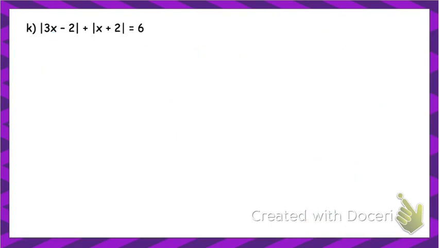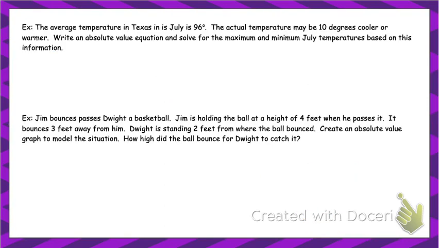All right, the last thing that we're going to look at are just a couple word problems and just some applications of these absolute value questions. So that first one says the average temperature in Texas in July is 96 degrees. The actual temperature may be 10 degrees cooler or warmer. So while you can probably tell what the highest and lowest temperatures would be based off that information, we do want to be able to show an absolute value equation, at least just to get in the habit in case we have different variables in the future, so we can get used to seeing what that's going to look like.